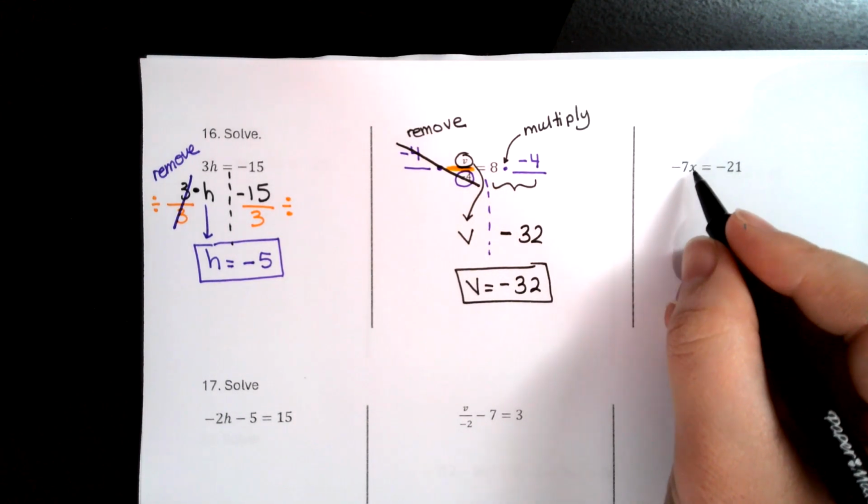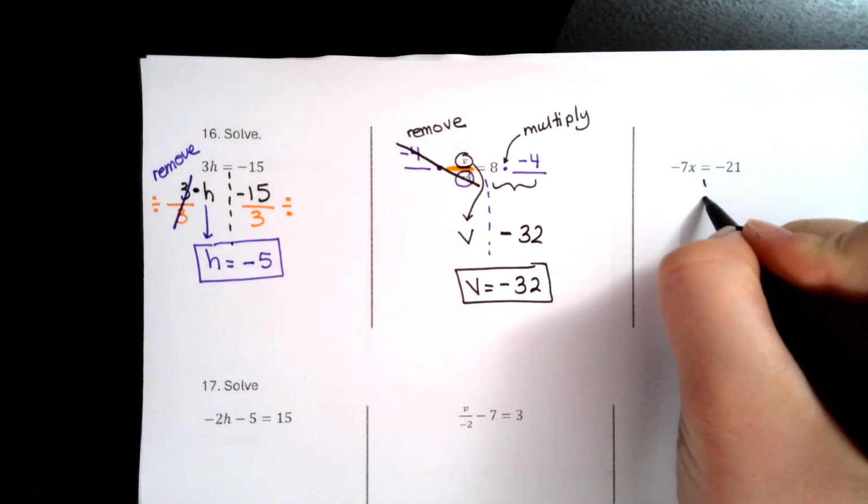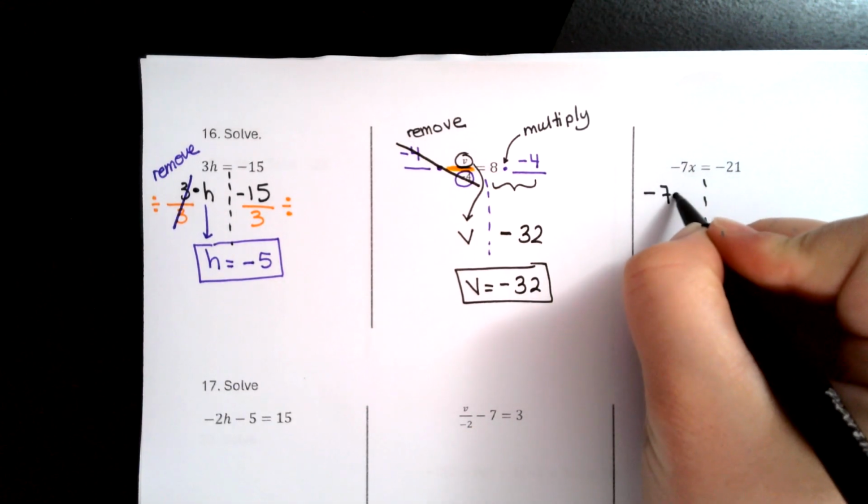Again, when you see a letter and a number next to each other, you're going to separate them with a multiplication.